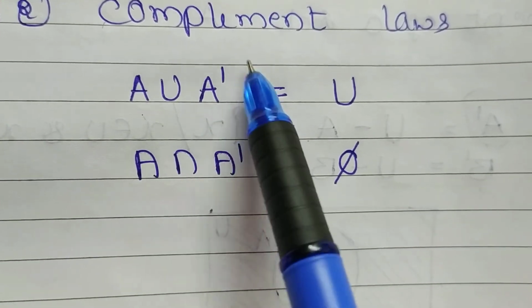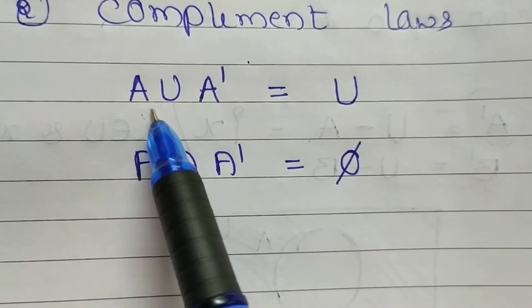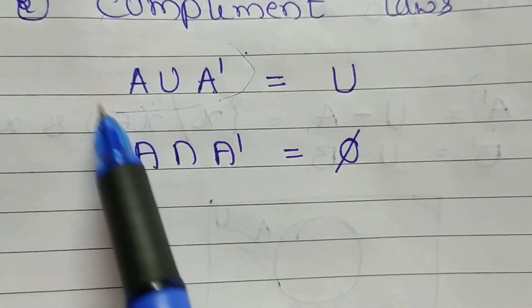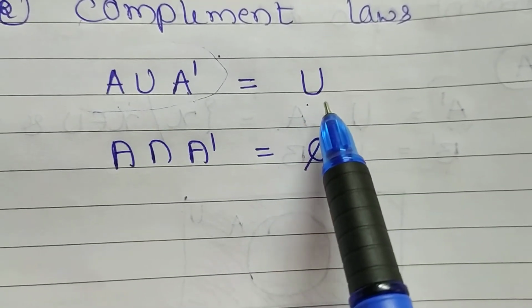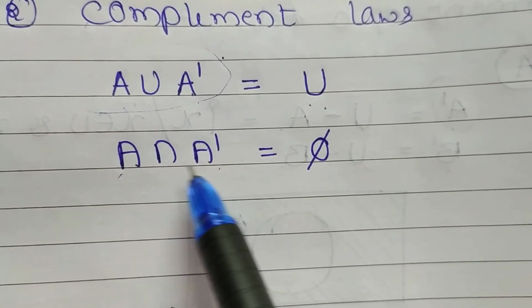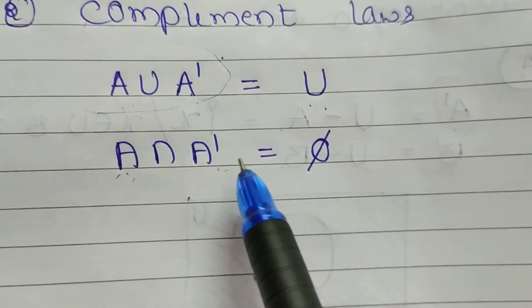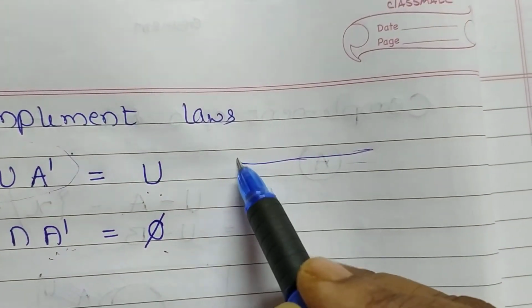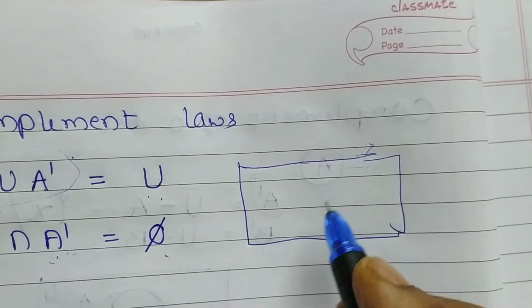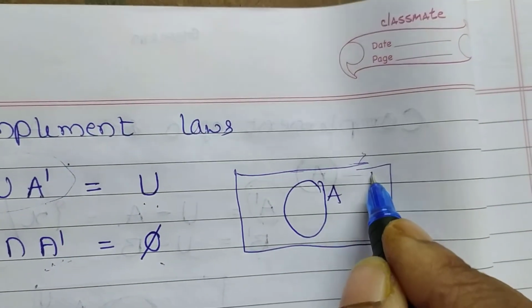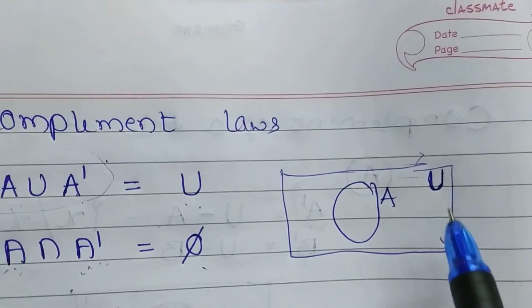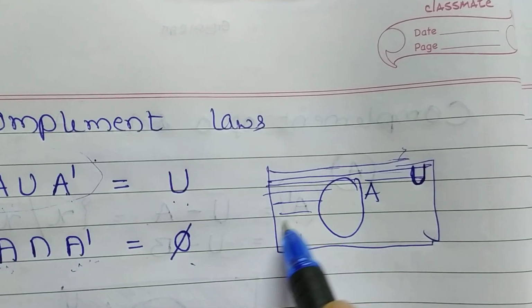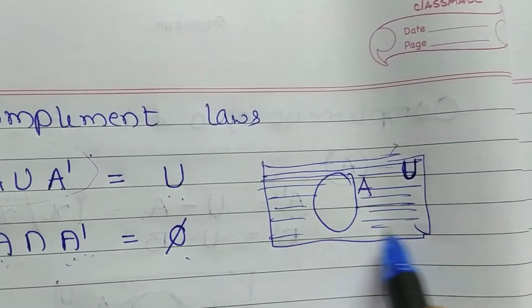A union A complement means A and the combination of the elements which are not in A. If I do the union, I am going to get the universal set itself. Suppose if I am taking the intersection between A and the complement of A, I am going to get the null set. So through Venn diagram, if you observe, see here, this is A and this is the universal set. So A complement means you are going to get which are outside of the A.